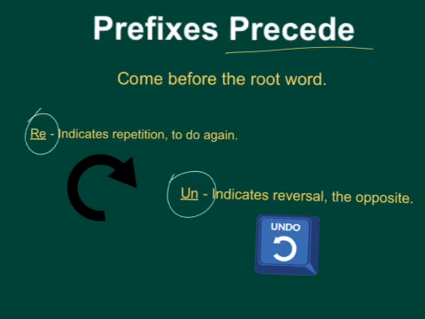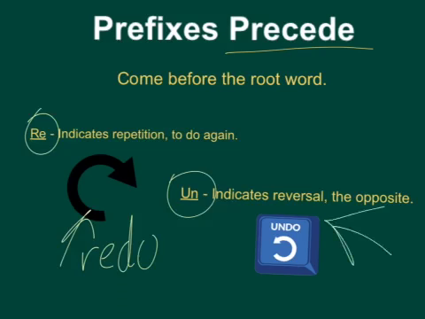Now, I put in some interesting symbols. You might be familiar with these symbols because we see them on our iPads or computers a lot of time. These symbols help establish the meaning of these prefixes. The prefix re, as the symbol right here indicates, means repetition, to do again, or to redo it. Okay, so to do something again, to repeat it. The prefix un indicates a reversal, or the opposite, like undoing a mistake that you typed, or a picture that you added that you didn't really want to add. You can undo it.